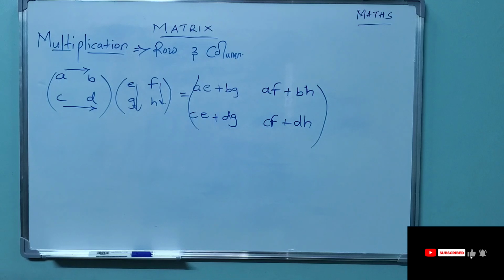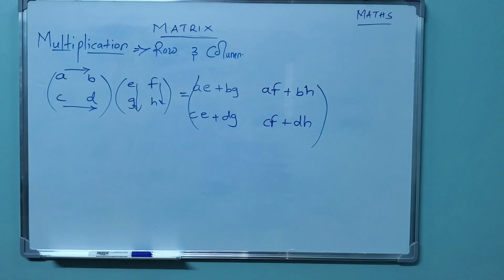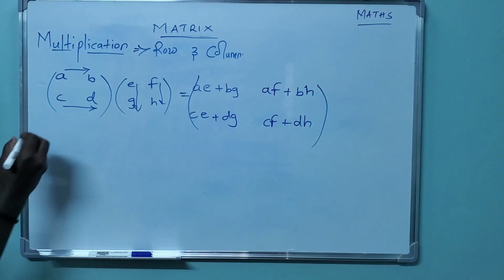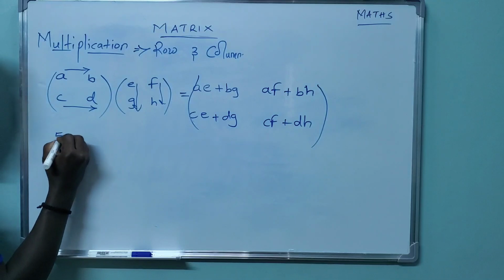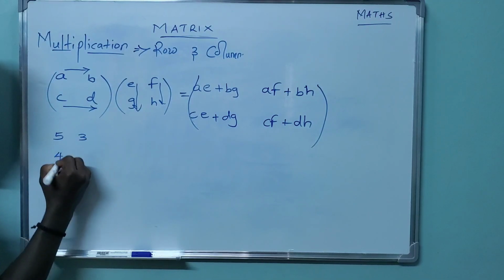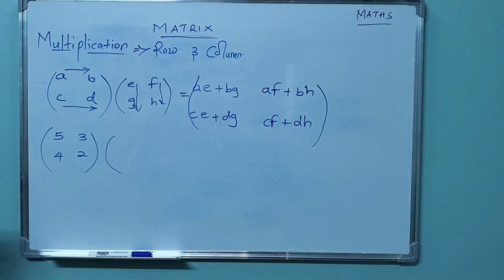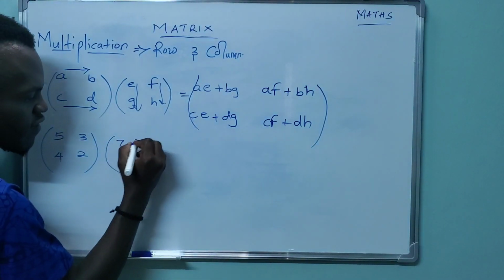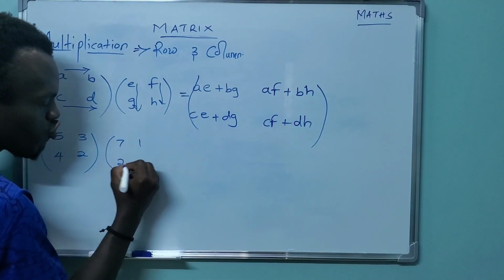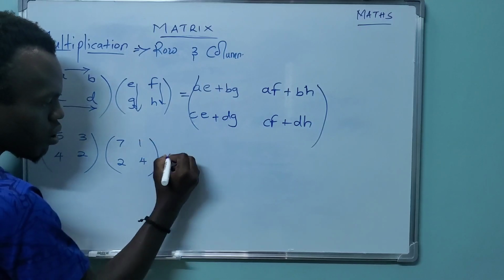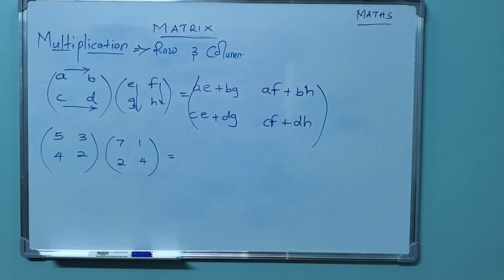Now let us try that multiplication using actual numbers. There we were using algebraic representation. Let us now try using actual numbers. Suppose I've been given a matrix like maybe 5, 3, 4, 2. I've been told to multiply that matrix with another matrix which is maybe 7, 1, 2, 4. I have those two matrices and I'm being told to multiply them. Now, how am I going to do that?